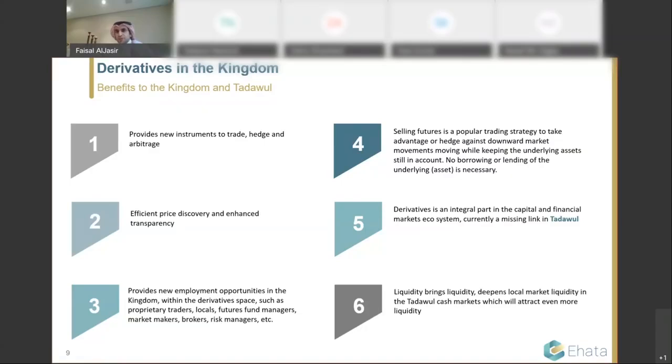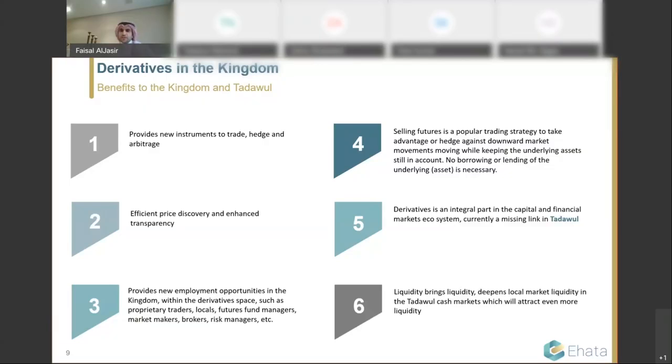Selling futures is a popular trading strategy, and that can be for either trading or hedging. So a trader can take advantage of a downward moving market. And here we're saying that it is not the same as short selling, so you do not need to borrow the assets nor lend the assets. It does have that short selling component embedded in it. And it can also do the important job of hedging should you want to protect your assets under management.